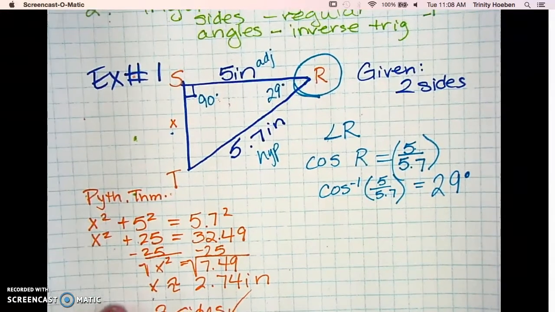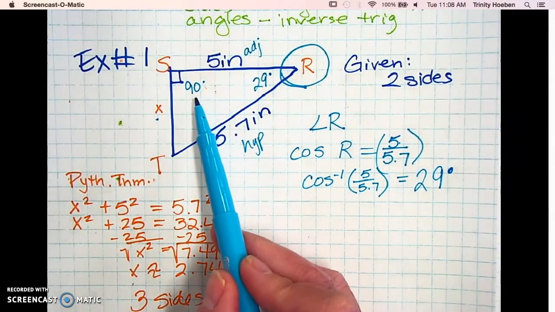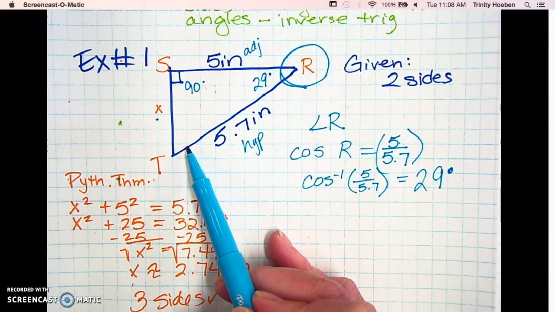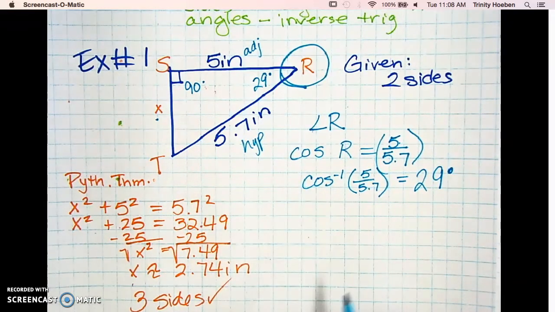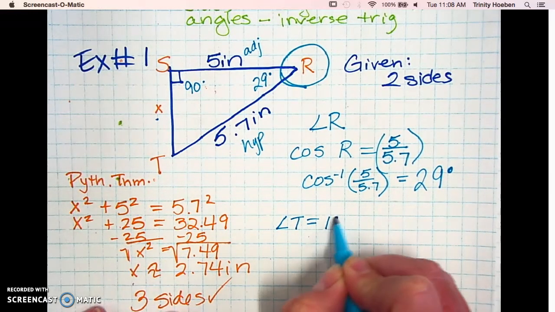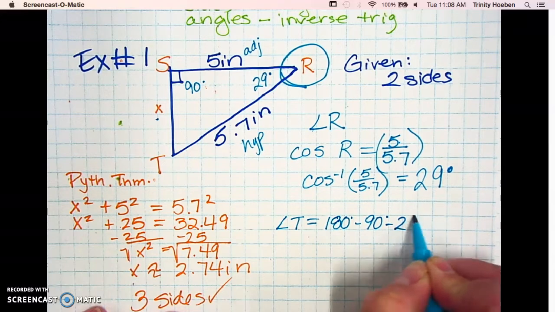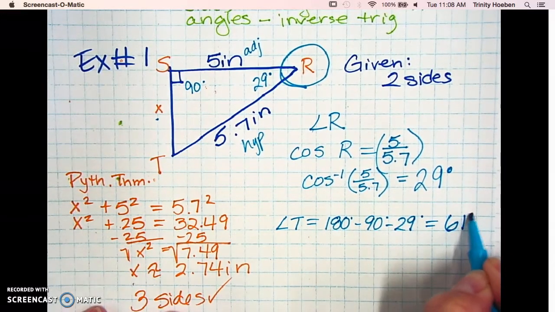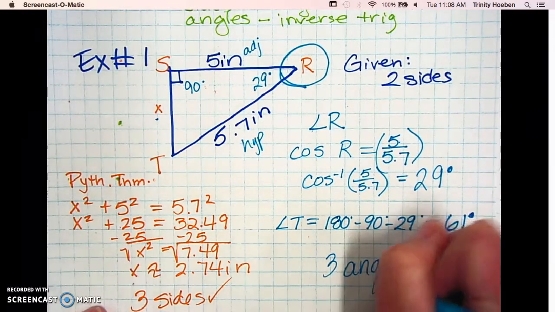We're almost done, right? We have all three sides. Now we just need all three angles. We have 90, we have 29, so can we get angle T? Yes. Do we need to use another trig function? No. We can just calculate it. You just say angle T is going to be 180 minus the 90 that they gave us, minus the 29 that we just found. That leaves us with 61. Okay? Now we have all three angles.